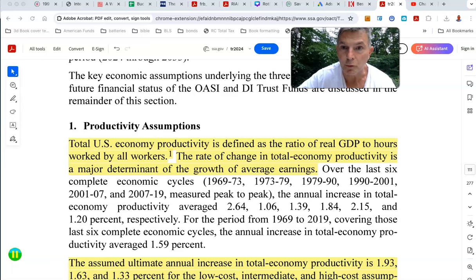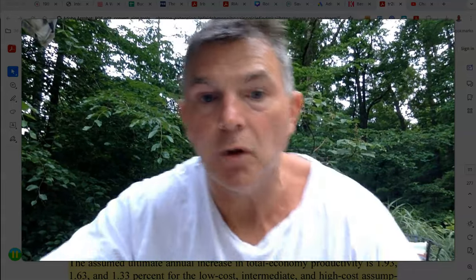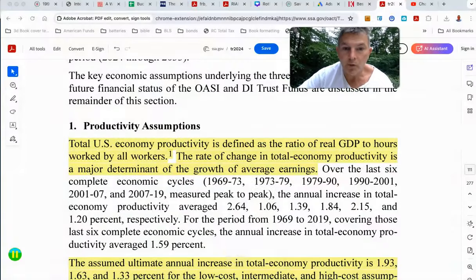And average earnings growth is important. Why is average earnings growth important? Anybody? Looking at you out there. Because growth of average earnings is what our average wage index is based on, which is the indexing amount that you use before you get your COLAs. All right, we can keep going with that.